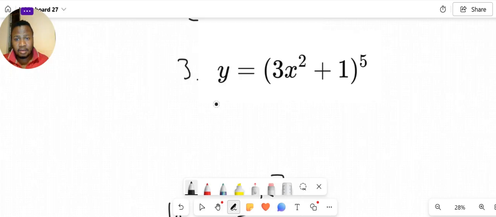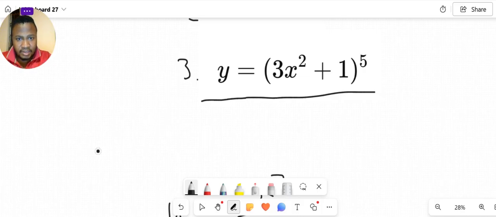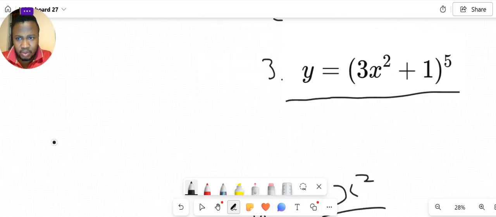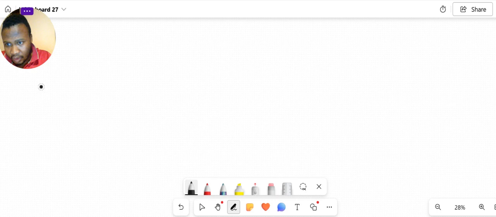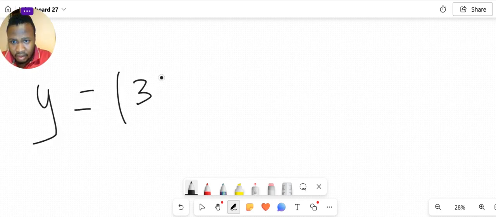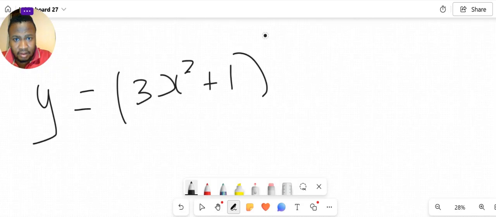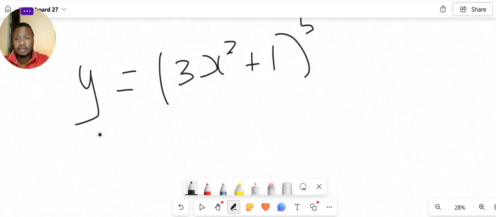Lastly but not least, we have the chain rule. Okay, let's separate the equation first. Y is equal to 3x squared plus 1 all to the power 5. That's it. Now with the chain rule, you first derive the outer function and then derive the inner function.